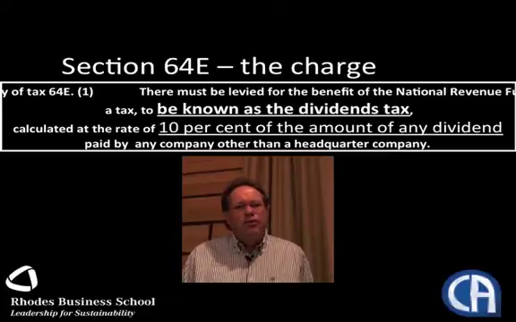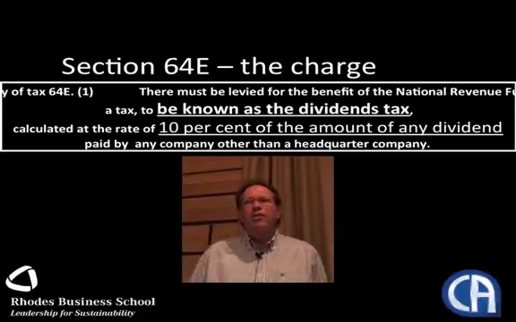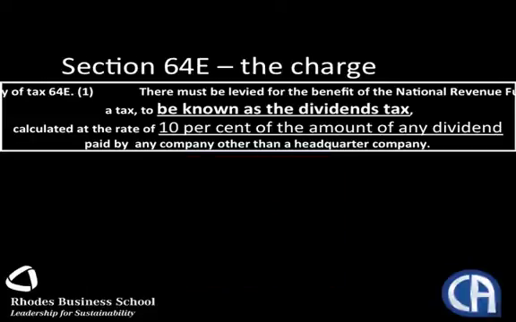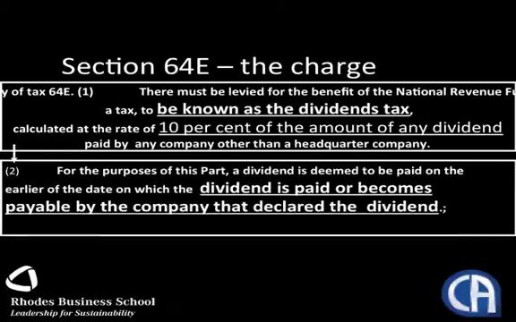But the moment that you have a charging provision, you have to say, wait, there's something more to it. We have to say, what is the timing of the tax? When is a dividend deemed to be paid? And that's where they say, right, for purposes of this part, a dividend is deemed to be paid not on receipt or accrual, but on the date on which the dividend is paid or becomes payable by the company that declared the dividend. Nice simple stuff in the first two charging provisions.